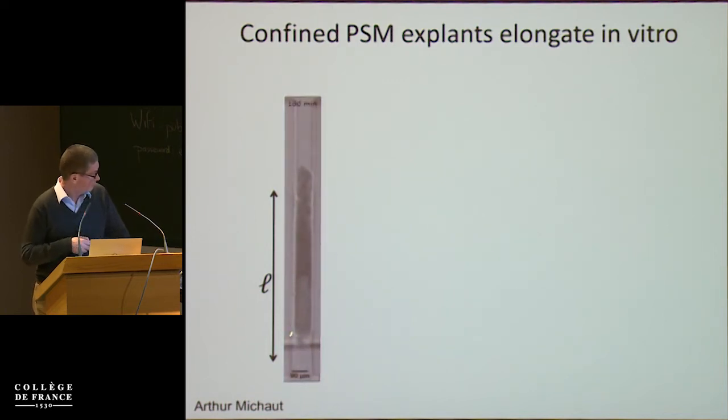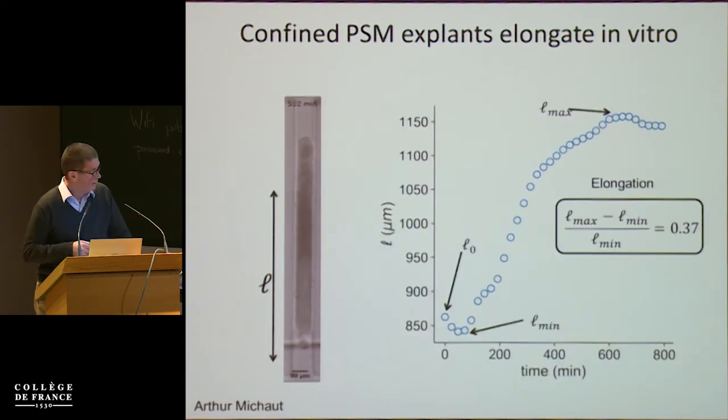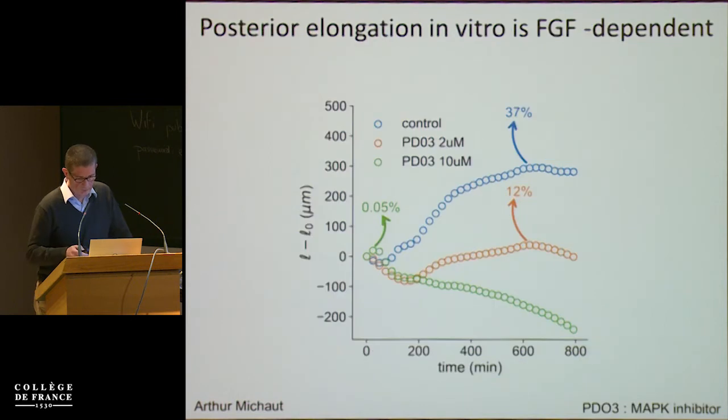And as you can see here, they nicely elongate in these conditions, at least for some time. And you can measure the elongation of this isolated presomitic mesoderm. And so what this tells us is that indeed the presomitic mesoderm in isolation is able to generate these elongation movements. And then he looked at the role of FGF signaling in this context using inhibitors.